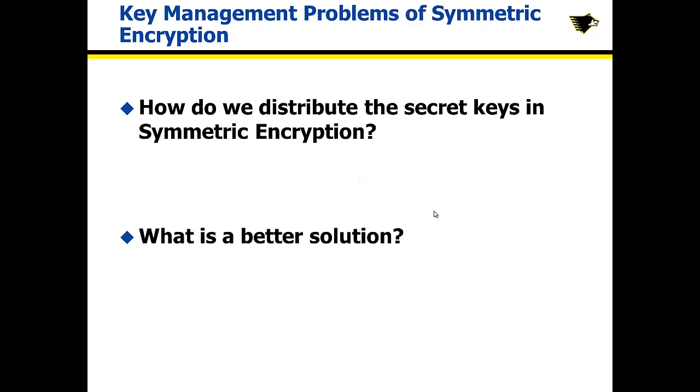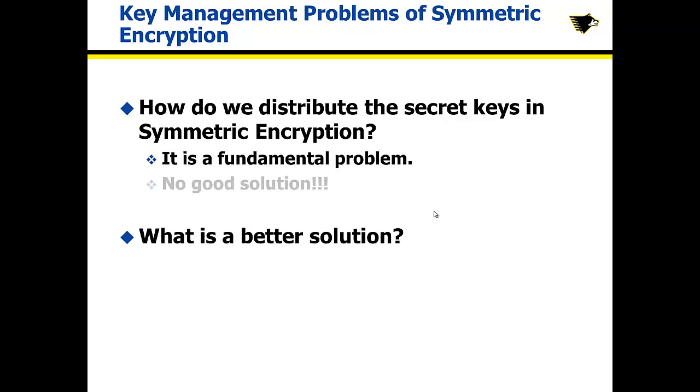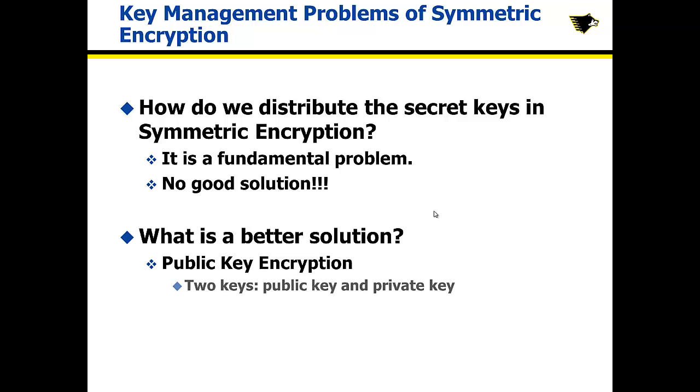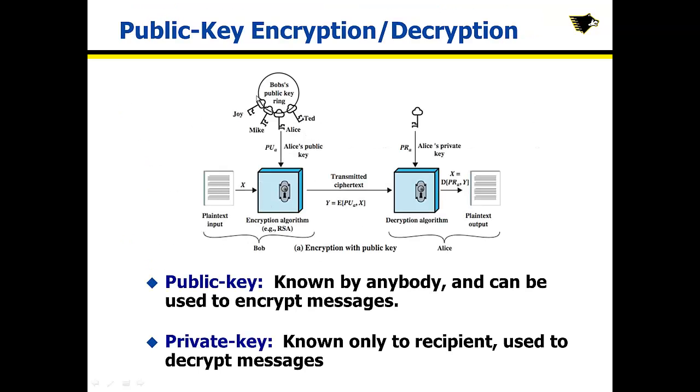So what's the better solution? The better solution is to use public key encryption. In public key encryption, there are two types of keys. One is the public key and the other is the private key. This figure shows the basic scheme for public key encryption and decryption.